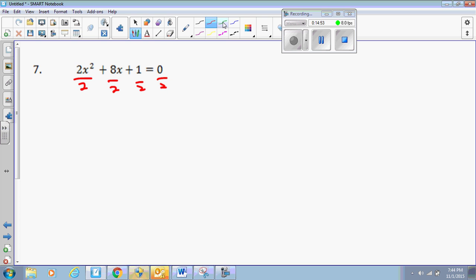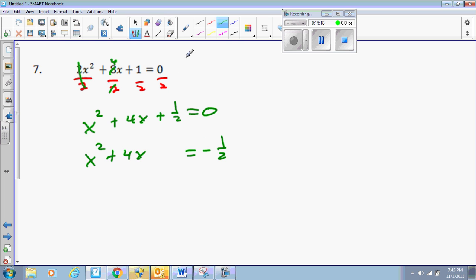And these cancel. This cancels to be a 4, and then this just looks like this. So I have x squared plus 4x plus 1/2 equals 0. So what I'm going to do is x squared plus 4x equals negative 1/2. I subtracted 1/2 from both sides.